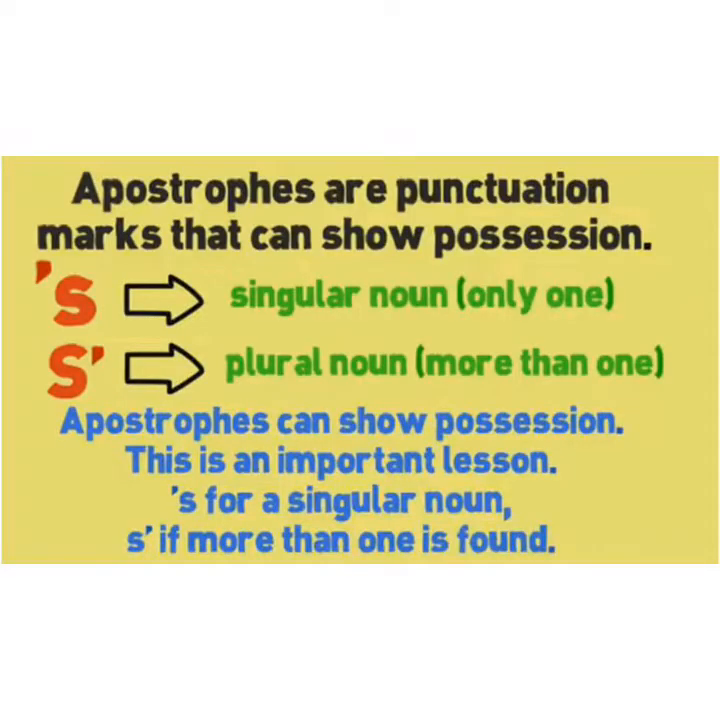To make the lesson more understandable, let's start with some grammar. Look at the remember box. Apostrophes are punctuation marks that can show possession. This is an important lesson. Apostrophe S is for a singular noun, S with an apostrophe if more than one is found.